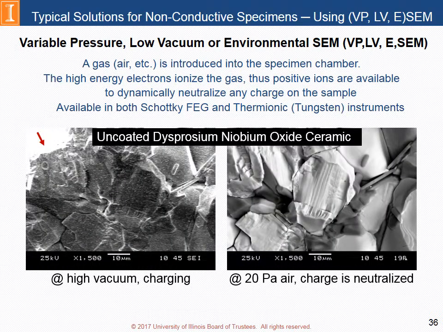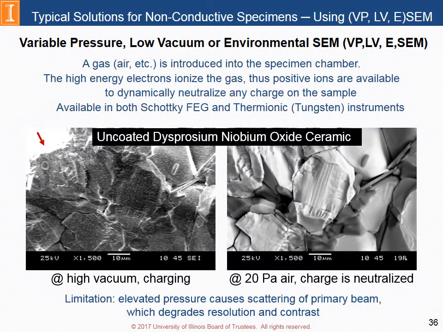Here we can see this low vacuum mode does work well in minimizing the charging. The left image was taken in high vacuum. We can see that the charging effect is obvious. The right one was taken in low vacuum mode, 20 Pascal air. The charge is effectively neutralized. But there is also a limitation in using this low vacuum mode. That is, you won't be able to get a high resolution image.